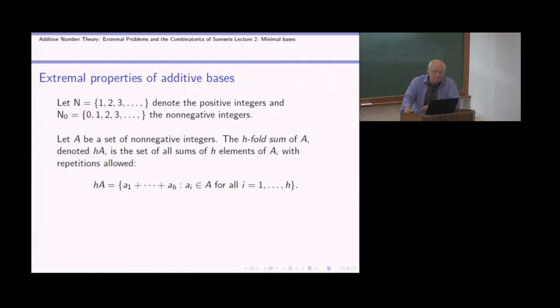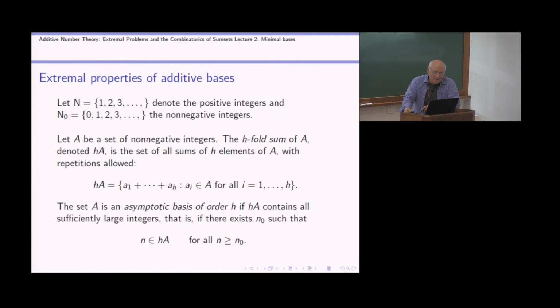And if you have a set of non-negative integers, and every number, or every sufficiently large number, is a sum of h terms from the set, then it's called an asymptotic basis. So the largest part of additive number theory is the study of special cases. Sums of squares, sums of cubes, Waring's problems, sums of primes, sums of polygonal numbers.